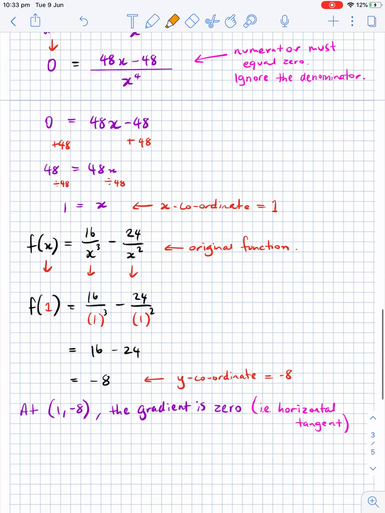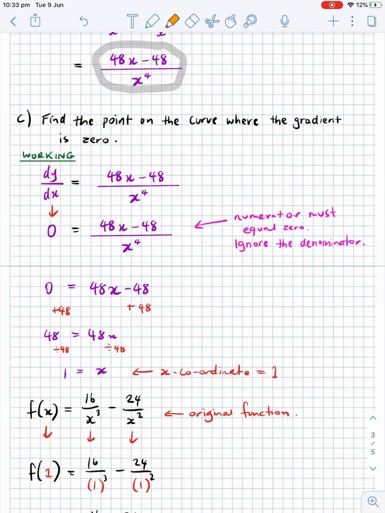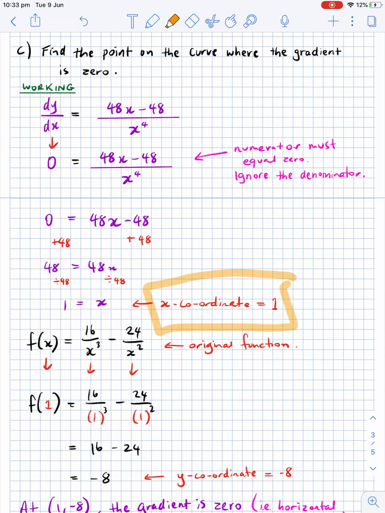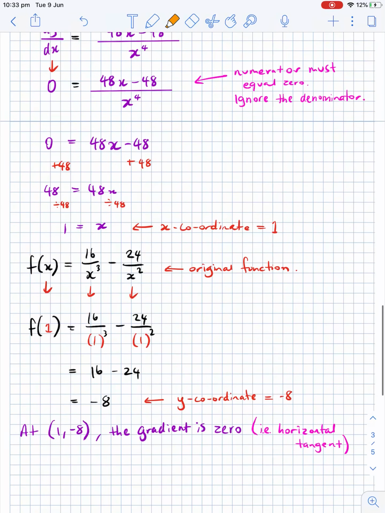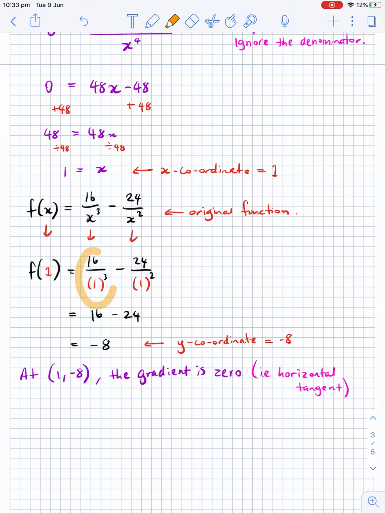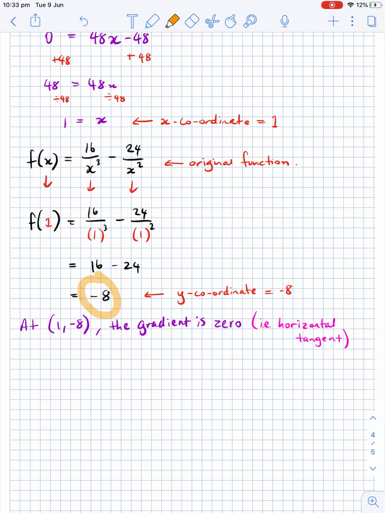Now we want to figure out the point. We know the x coordinate, but we don't know the y coordinate. We want to substitute that x coordinate of 1 into the original function. So this is the original function. It's not the derivative. It's the normal f of x function. And we want to change our x to a 1. And we get 16 over 1 cubed minus 24 over 1 cubed. That's equal to 16, take away 24, because the denominator of 1 doesn't really do anything. And we get negative 8 for our value of y.